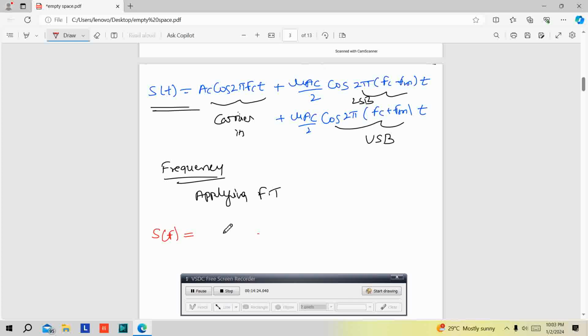So what is the Fourier transform of AC into cos 2 pi fct? What is the Fourier transform of cos 2 pi fct? It is 1 by 2 del of f minus fc plus del of f plus fc. You need to remember this. So this AC, keep as it is.